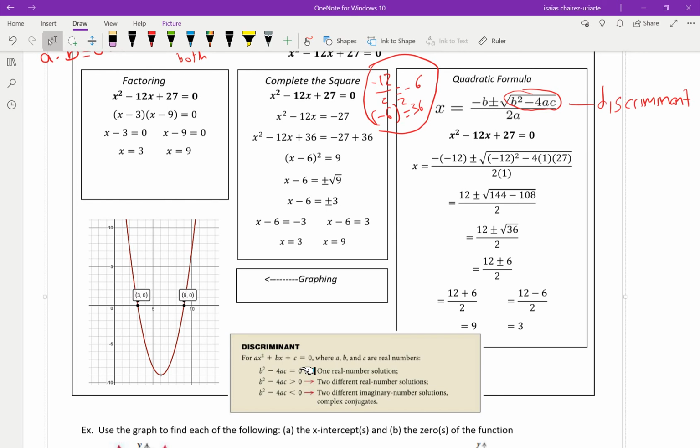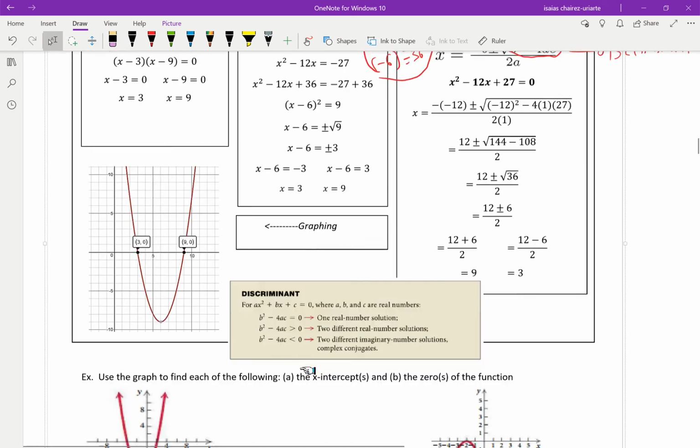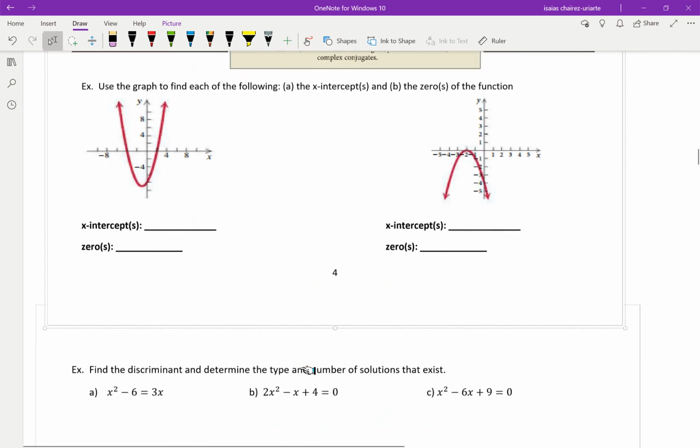Okay, so let's get into some exercises here. Let's practice with these ideas. The first thing they ask us to do is they gave us two little graphs, and they want us to do two things. Part A is find the x-intercepts. Part B, find the zeros of the function. Well, that's not really two different parts. That's kind of the same thing.